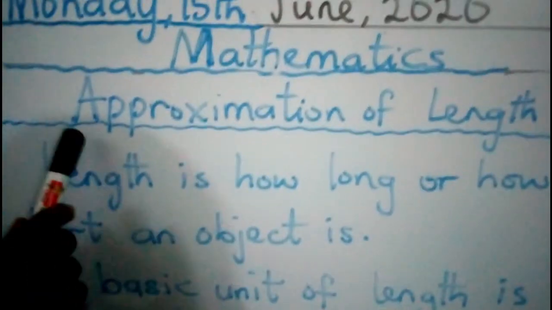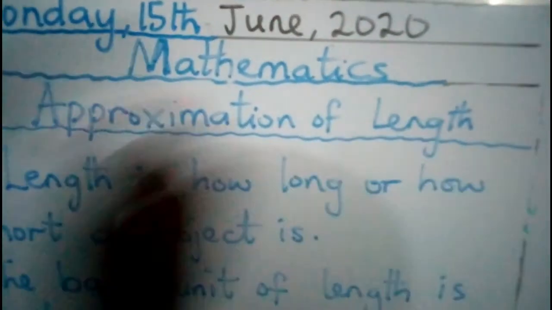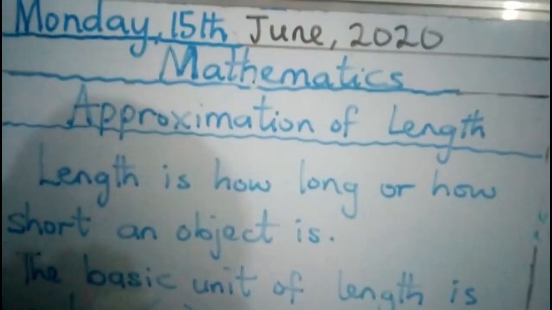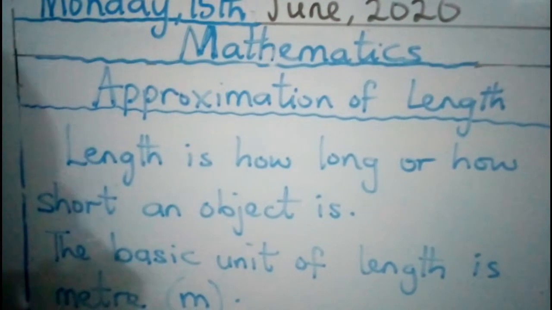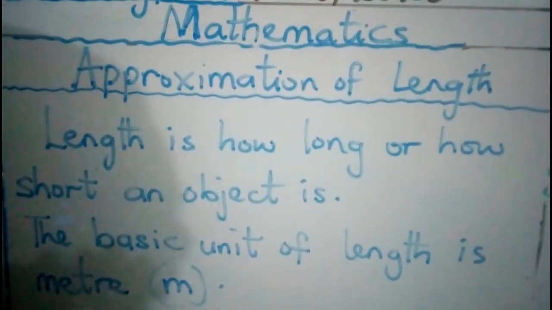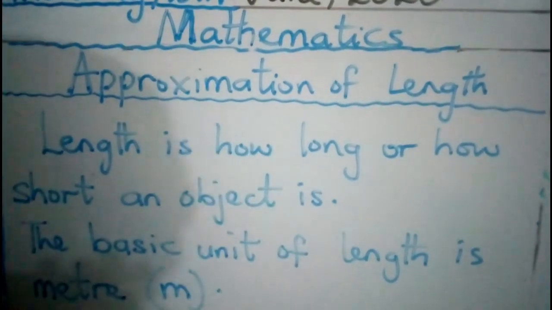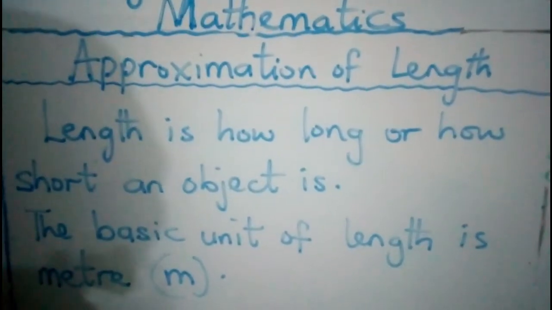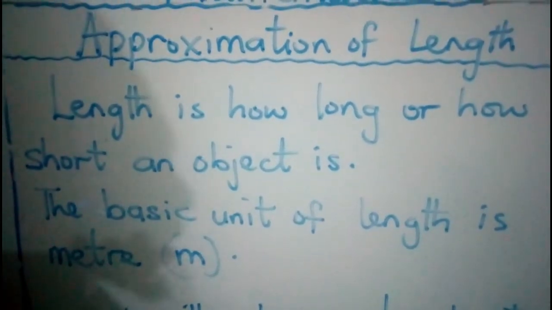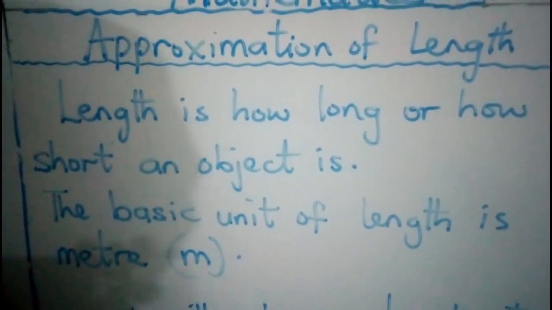Alright, like I told you, the topic is approximation of length. But before we go into the real approximation of length, we would like to consider what length is. Length is how long or short an object is. Length, I repeat, is how long or how short an object is. It's the same thing like measuring distance, okay?